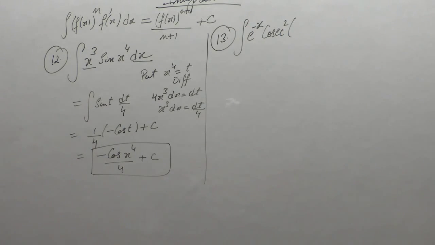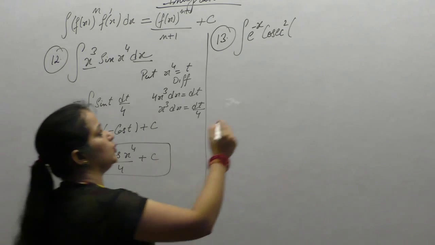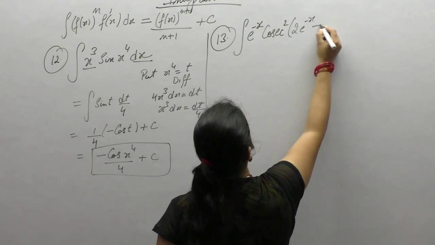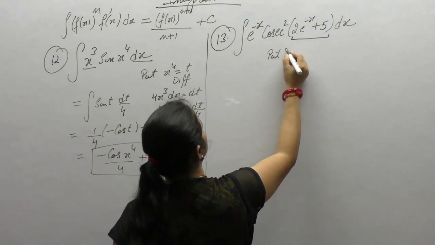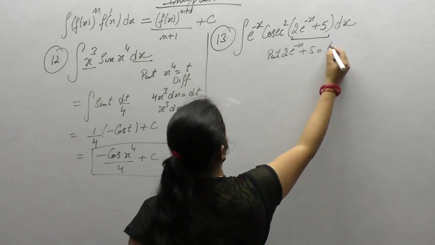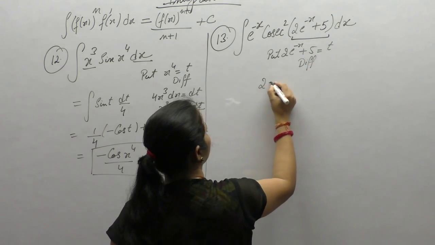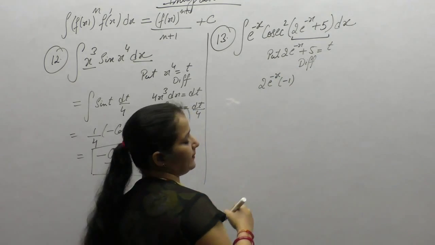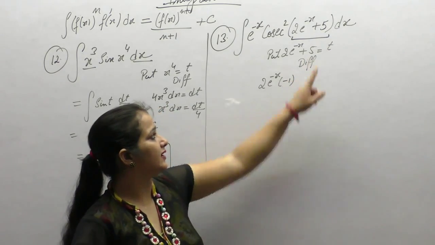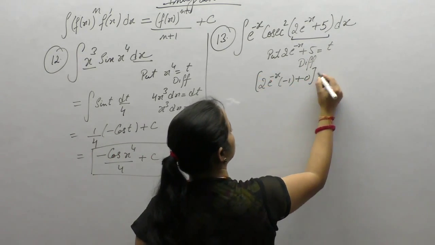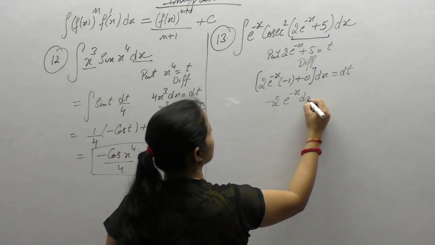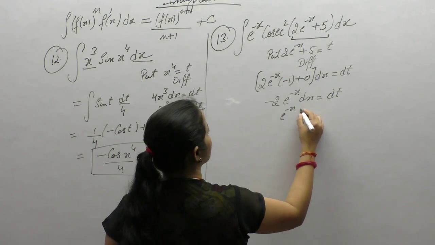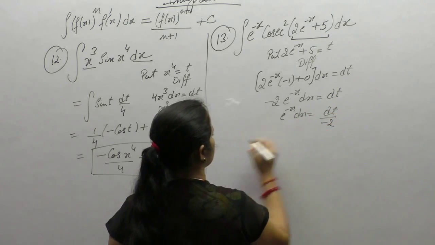Next question is the integral of e power minus x cosec square of (2 e power minus x plus 5) dx. Here we put this term as t. Now differentiate. 2 is constant. Derivative of e power minus x is e power minus x into minus 1, and the derivative of the constant term is 0. So minus 2 e power minus x dx is dt, and e power minus x dx is dt upon minus 2.